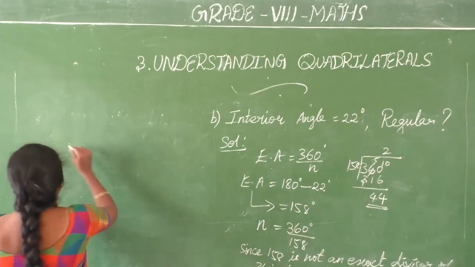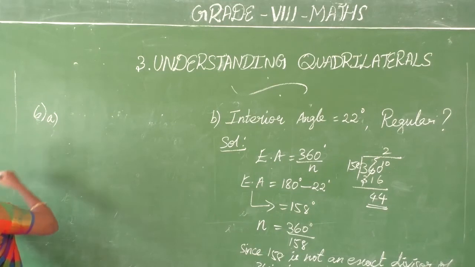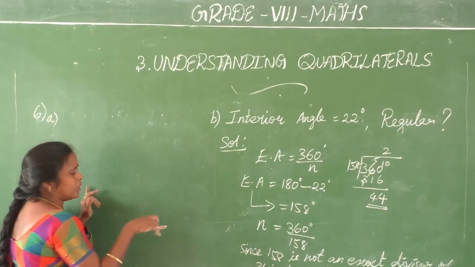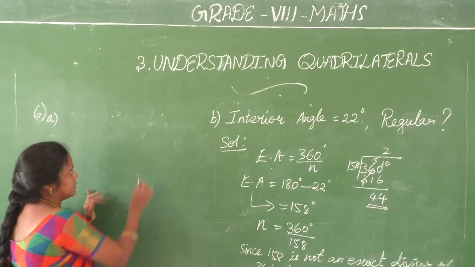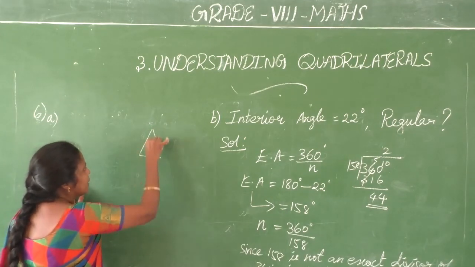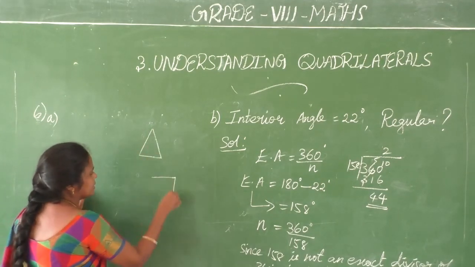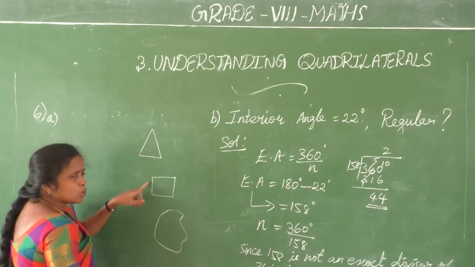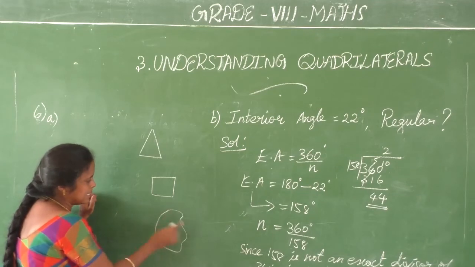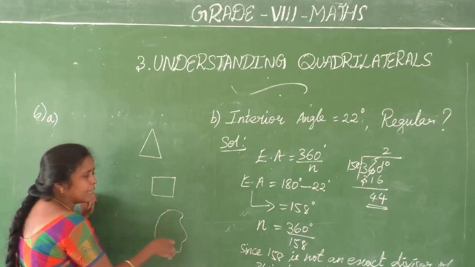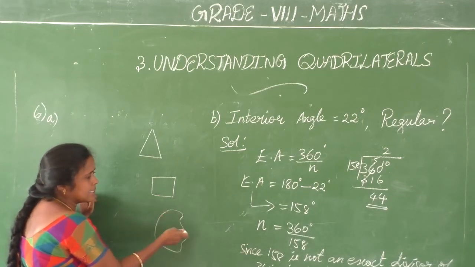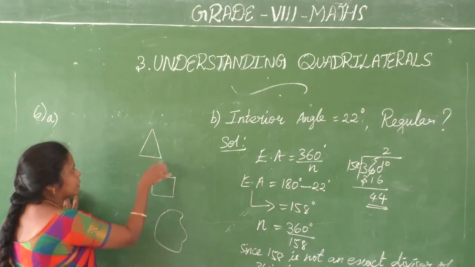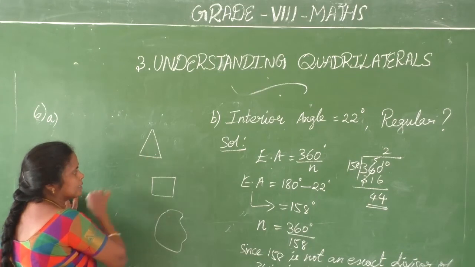Actually, polygon I taught in the last class itself. What is a polygon? A closed figure made up of line segments. These two are called polygons, but this is not a polygon. It is closed, but not made up of line segments. So a closed figure made up of line segments is called a polygon.